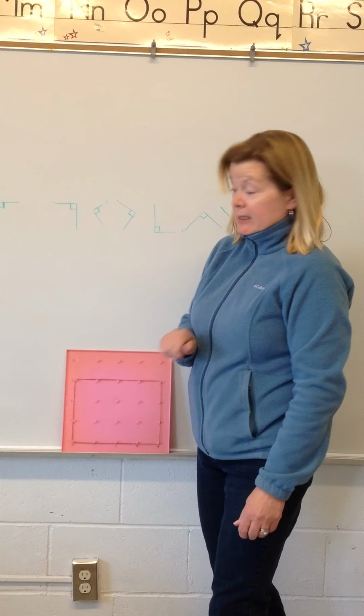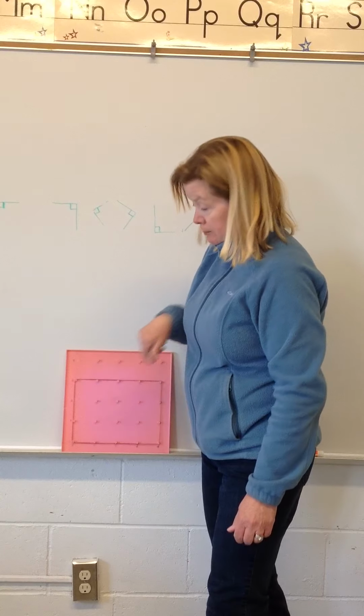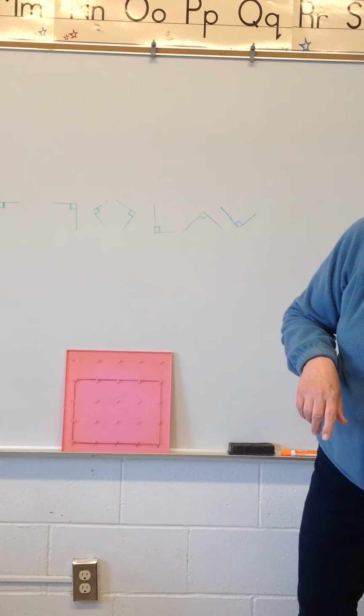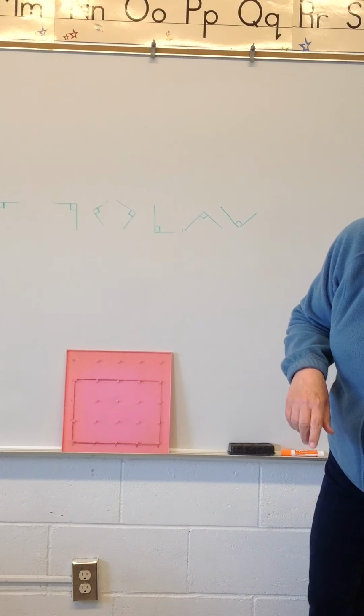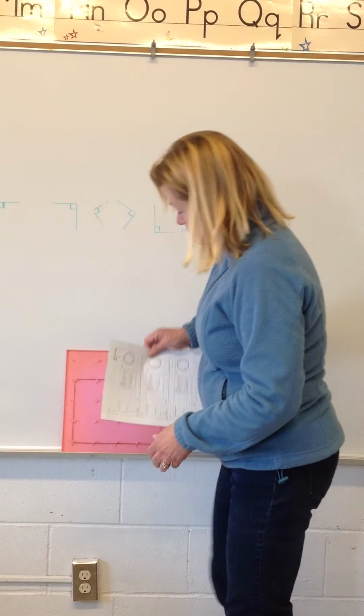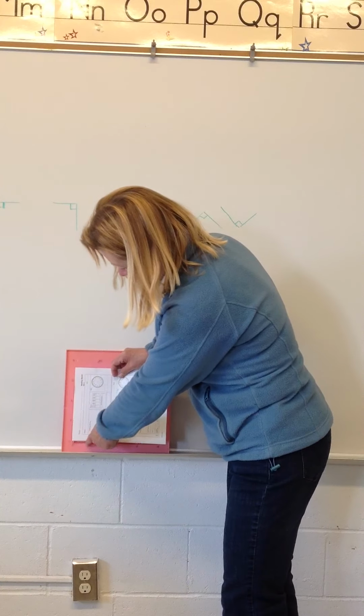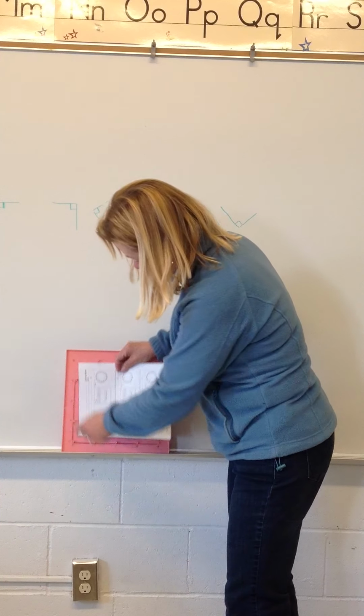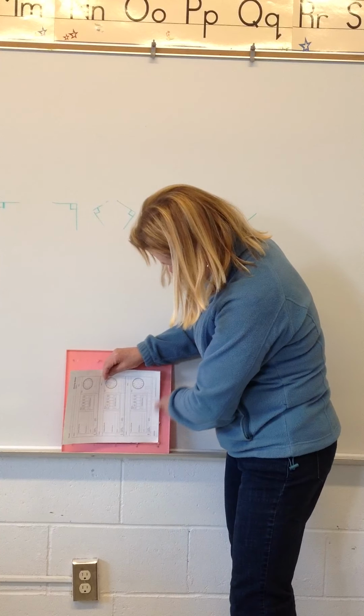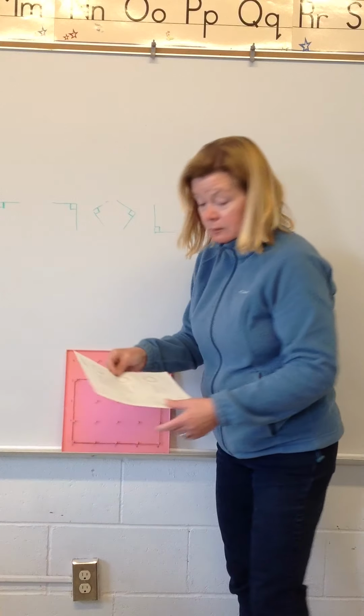I had to make a rectangle because this peg is gone. But it will still work. So if I put my paper here in the corner, it fits exactly, so I know this is a right angle, so is this, and so is this.